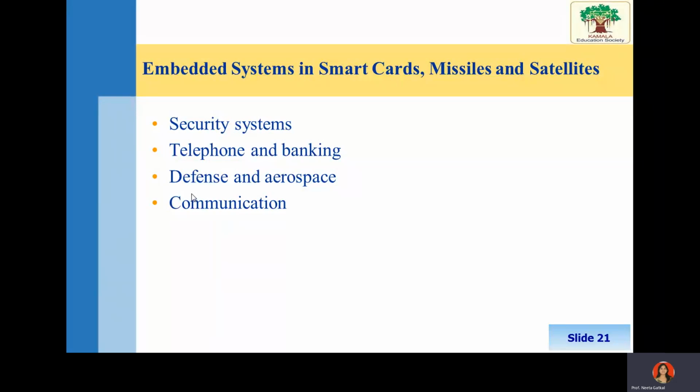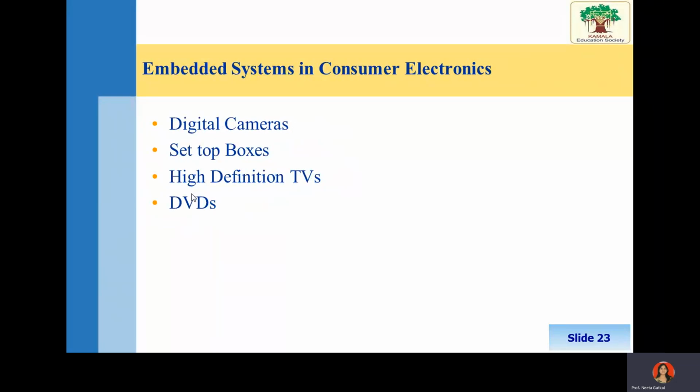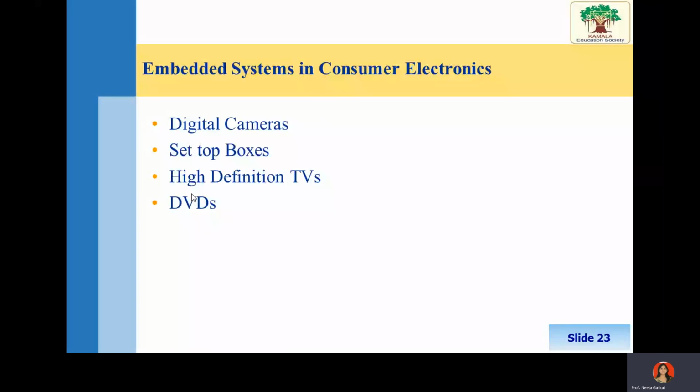Embedded systems in peripherals and computer networking. For example, display and monitors, networking systems, image processing, network cards, and printers. Embedded systems are also used in consumer electronics like digital cameras, set-top boxes, high definition TVs, and DVDs. So here these are all the applications of embedded systems.